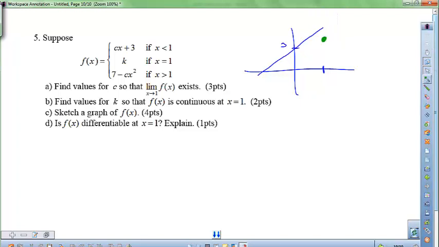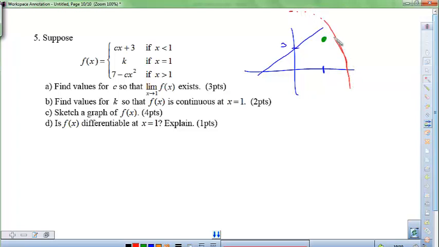And our third piece of the graph is 7 minus c times x squared. Now 7's all the way up here, but we're not going to care about what happens before 1. What we are going to care about is what happens after 1. So probably this piece of the graph.